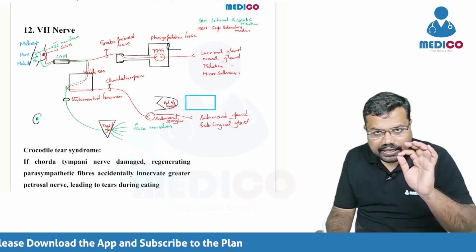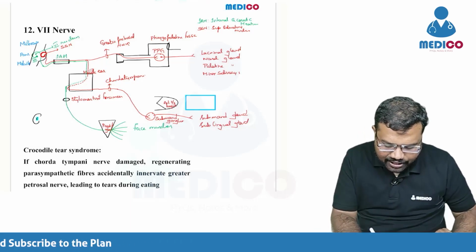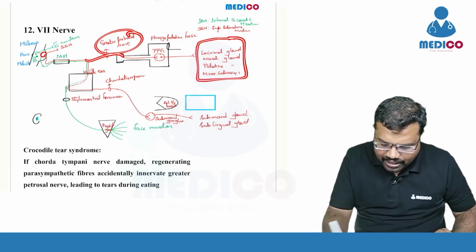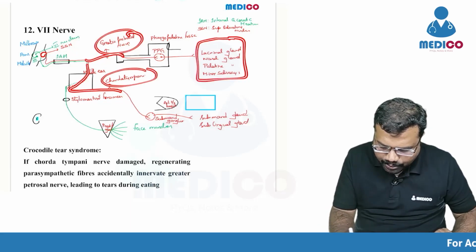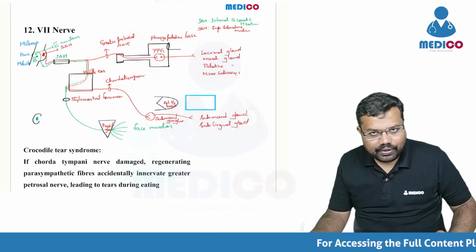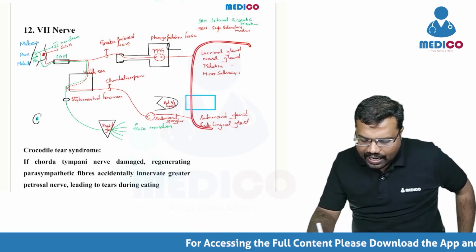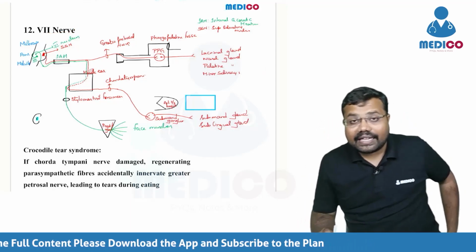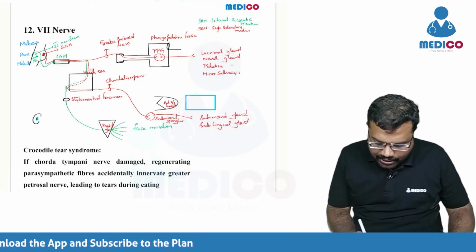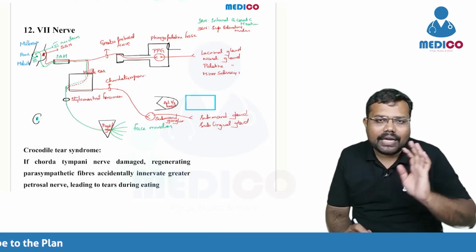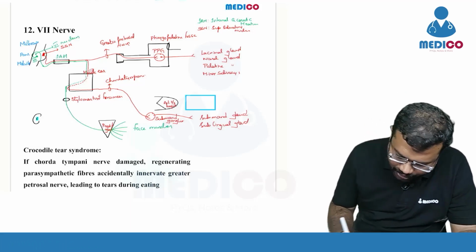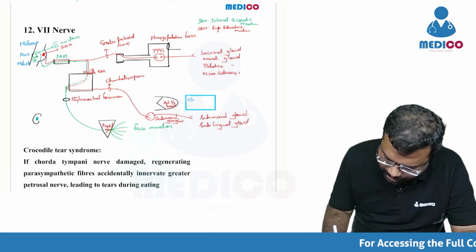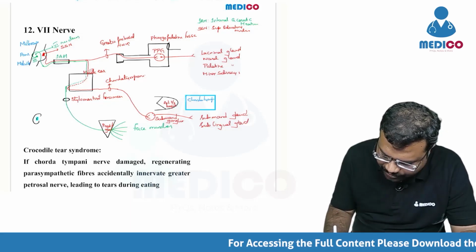So, look at the red color fibers which are coming from the superior salivatory nucleus. Some fibers deviate as the greater petrosal nerve to supply these glands. The remaining fibers will be going through the chorda tympani to supply the submandibular and sublingual glands. So, almost all glands in the head and neck region are supplied by this seventh nerve through the superior salivatory nucleus, except the parotid. Here it goes through the parotid, but it is not supplying the parotid. Please remember that one.